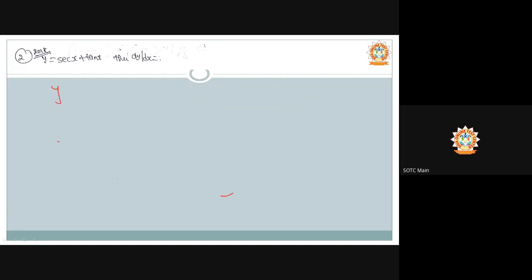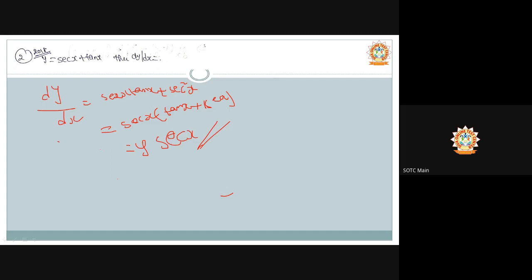So see, y is equal to secant x plus tan x, then dy by dx will become differentiation of secant x, that is secant x into tan x, plus differentiation of tan x, that is secant square x. So take secant x common. It will become secant x, here it is tan x plus secant square x, and secant x is common, so what remains is secant x plus tan x. So this secant x plus tan x can be replaced with your given y, that is y secant x. Clear?